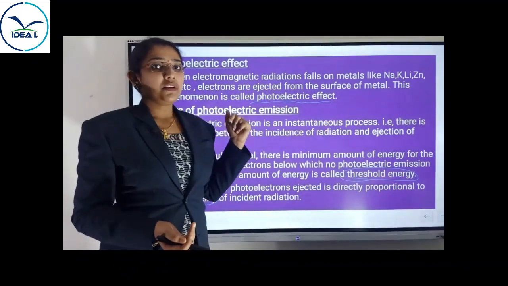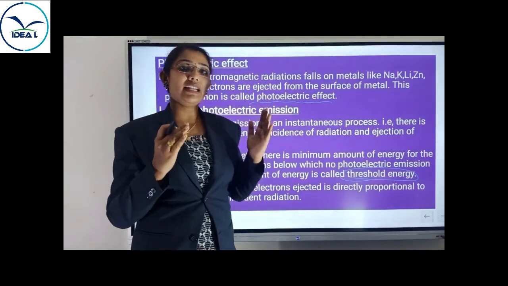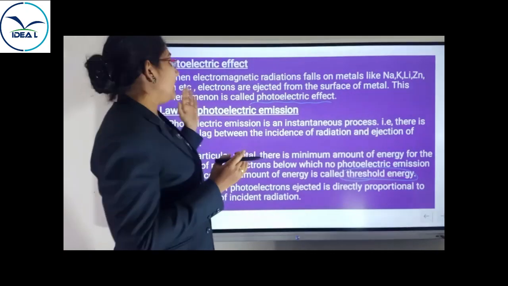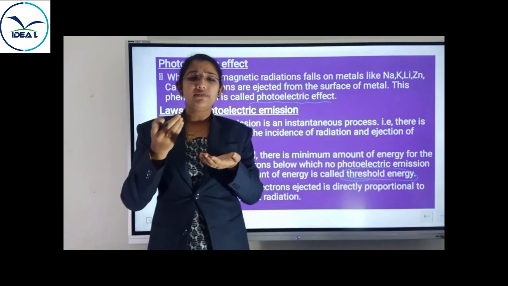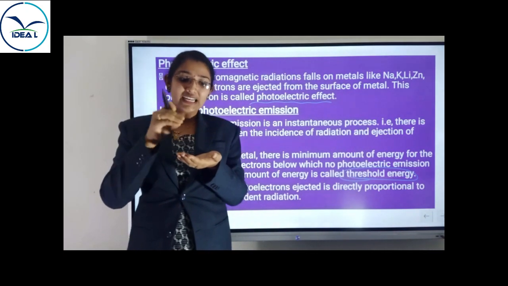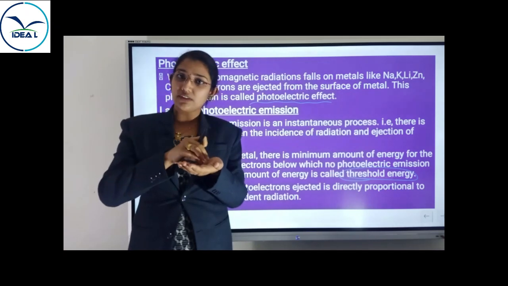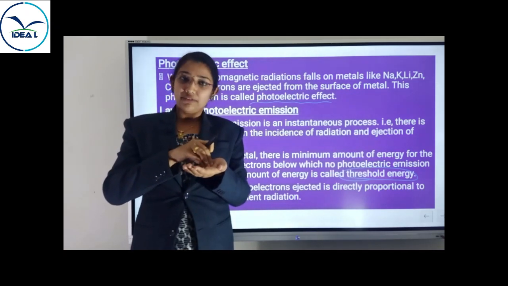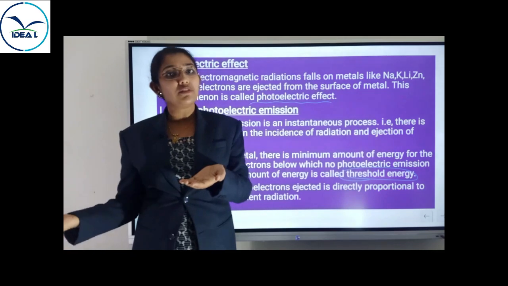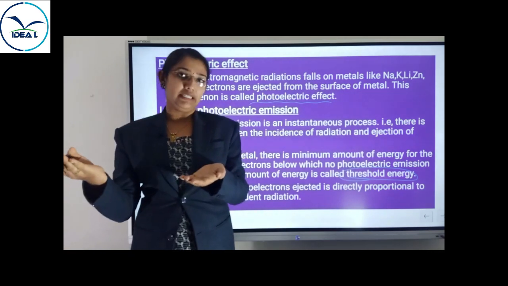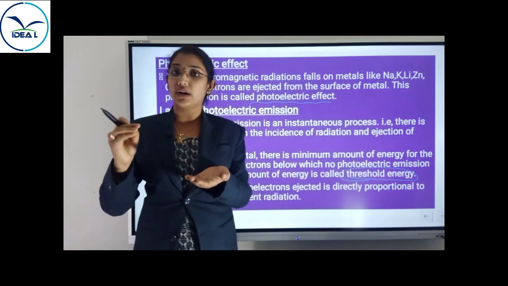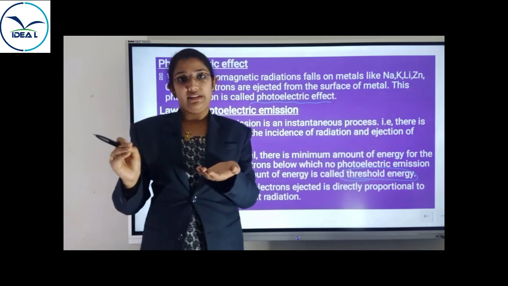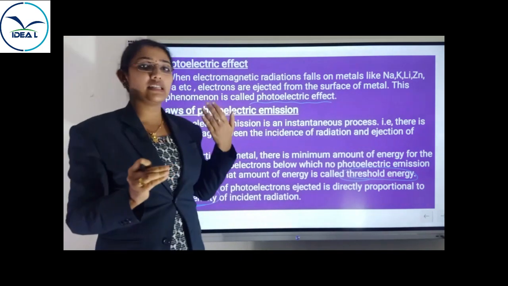So ഒന്നും കൂടി പറയാം. First, what is meant by photoelectric effect? When an electromagnetic radiation or a light of suitable frequency strikes or falls on the surface of a metal, photoelectrons are ejected from the surface of the metal. Okay, this phenomenon is known as photoelectric effect. And what are the laws of photoelectric effect?